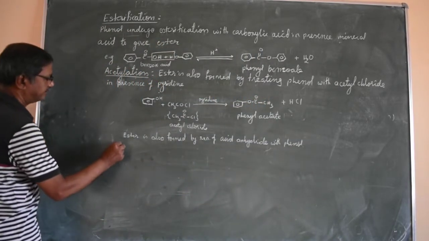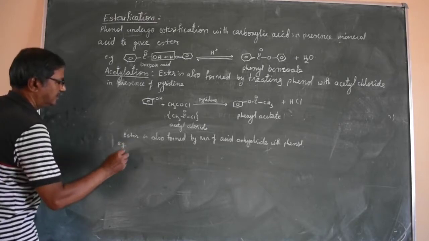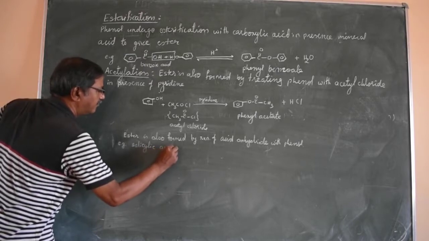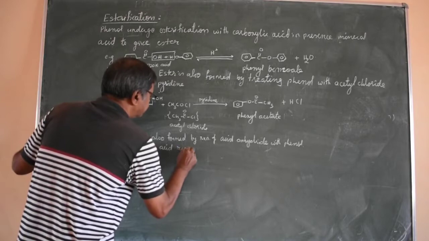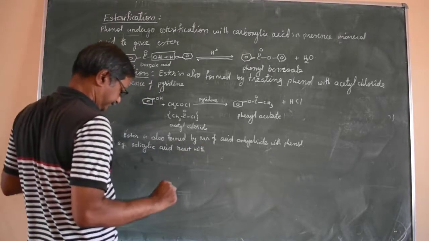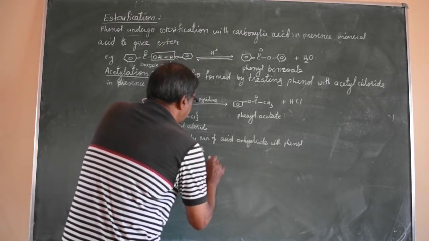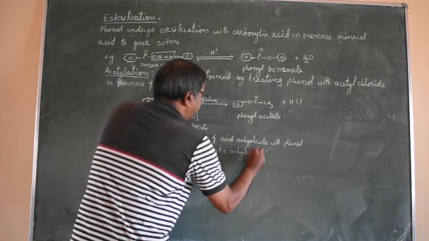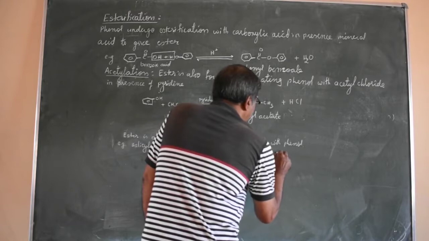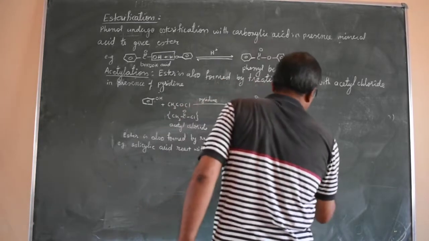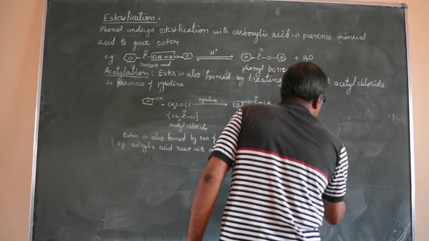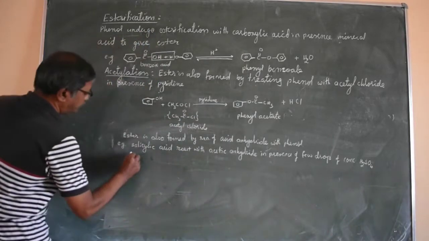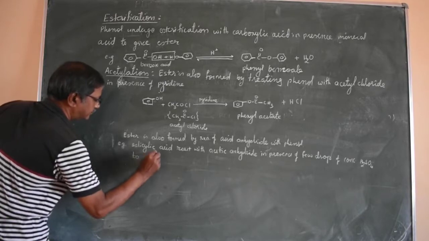So, example: salicylic acid. Salicylic acid reacts with acetic anhydride, in presence of few drops of concentrated H2SO4, to give aspirin.